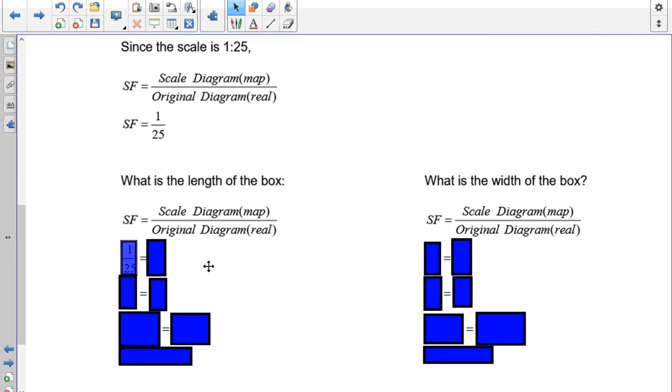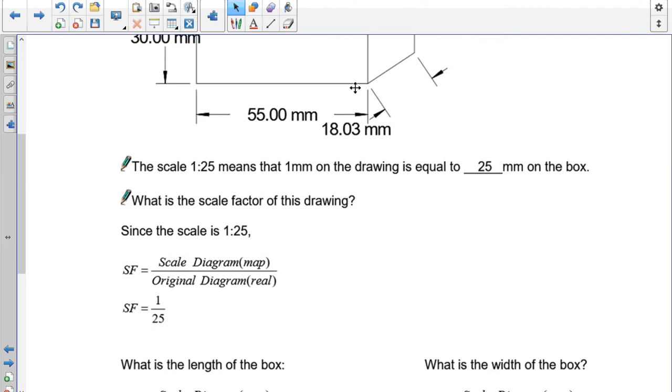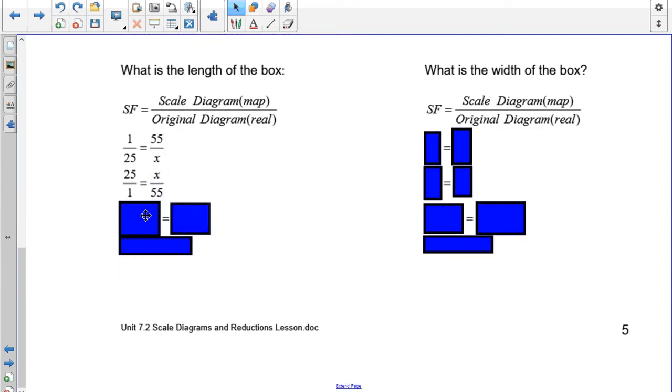So here's my scale factor, and I have 55 millimeters as the drawing. And here's the real, so on the bottom, that's what I'm trying to find out. How big is this? Again, same thing. We can flip both sides. Multiply both sides by 55. The 55 cancels out. 25 times 55 means that the box is actually 1,375 millimeters long, or 137 centimeters long, or 1.375 meters long when you do the conversions.